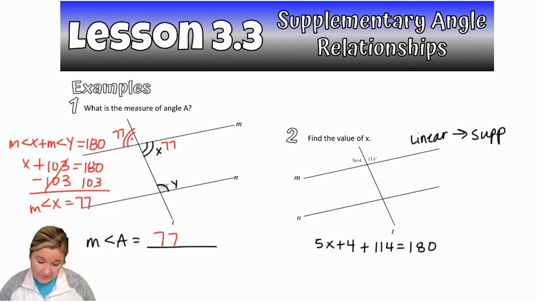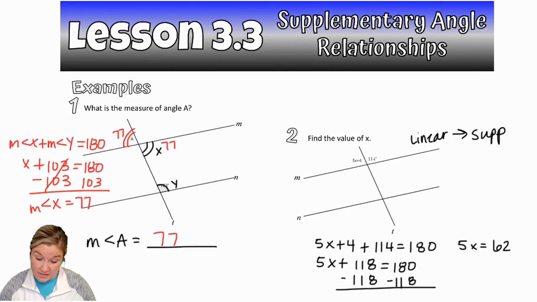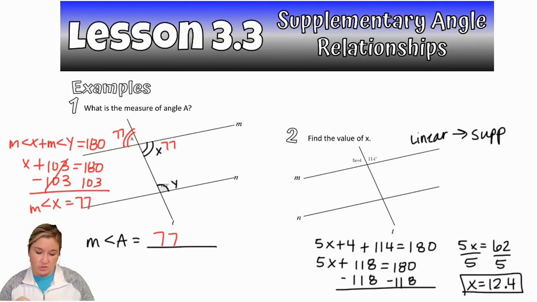I will add these two together, so 5X plus 118 is equal to 180. I'll subtract 118 and then I will divide by 5. And so X is equal to 12.4. Not a nice pretty number there, but that's okay. As long as you know how to get to X, you're good.